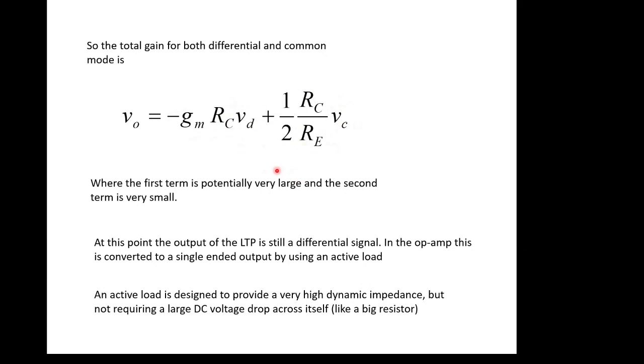But what we can do is try and think of a way of making RE be very, very large in a useful way. And we do that with something called an active load, which is basically a current source. We could put a very big resistor in there, but if we put a big resistor in there, we have to provide lots of voltage, because even small currents going through it, bias currents, will drop lots of volts across it. So that's not an ideal solution. So we want dynamic, which means it's only got a high impedance for changing currents.